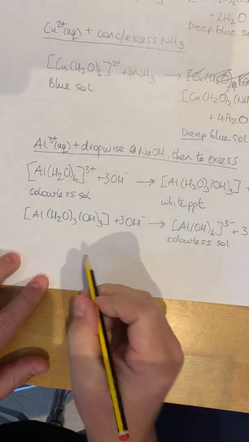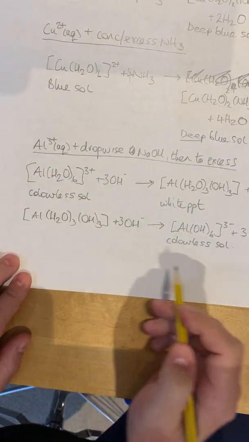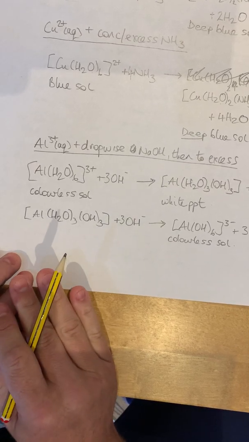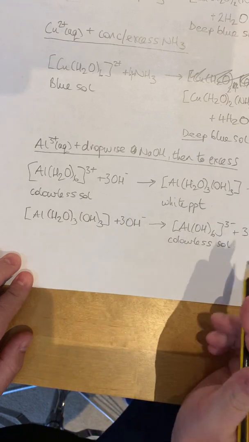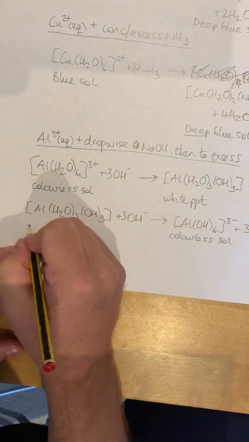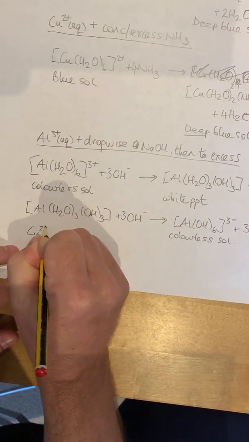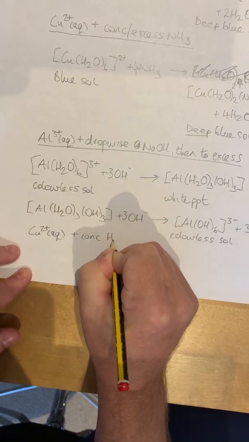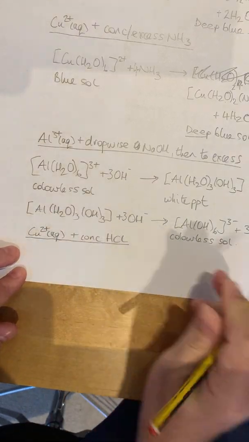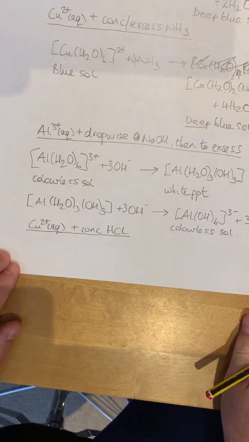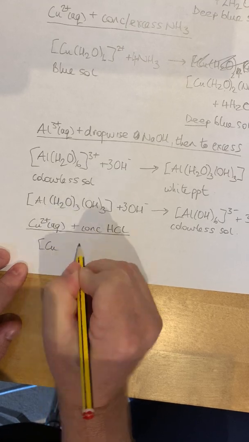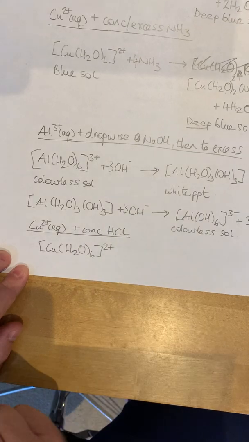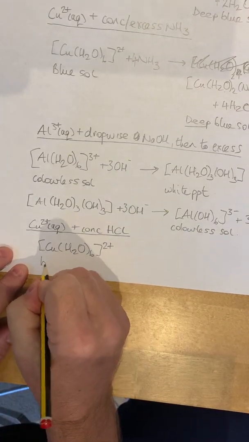Now we'll do one more, and this is the one that I mentioned a couple of videos ago, that it's disappeared off the syllabus, but you still need to have some knowledge of the complex, and the reaction is also useful as well. And this is aqueous copper 2+ plus concentrated HCl. So we're starting off with that blue solution.